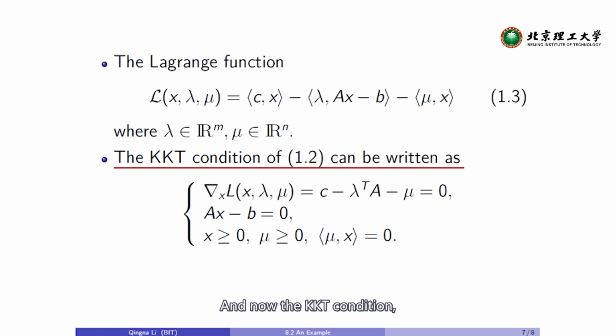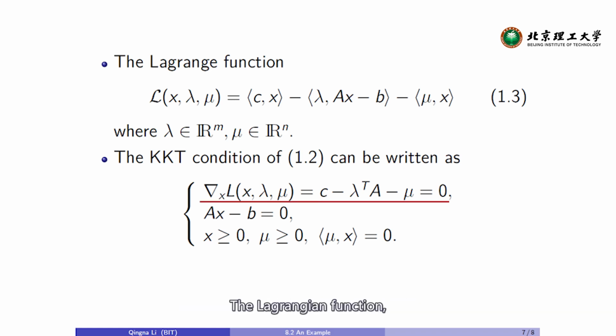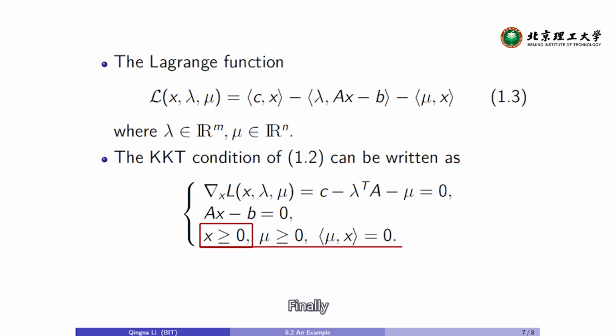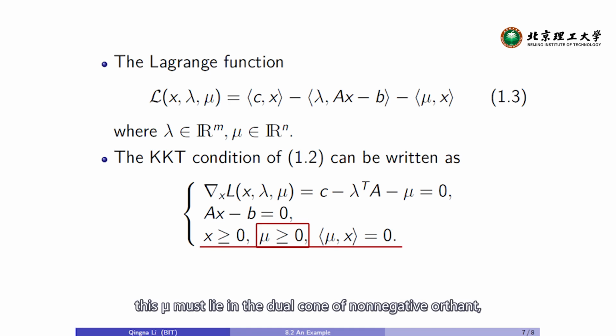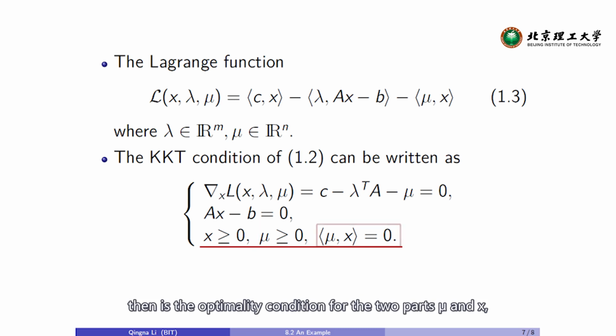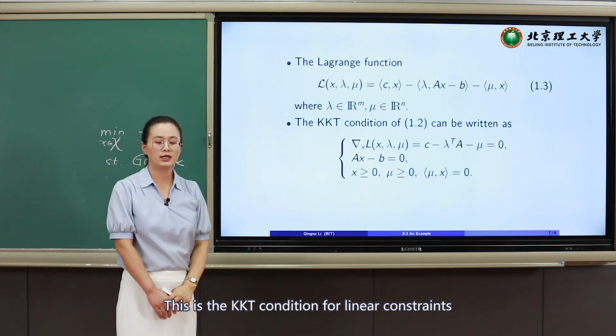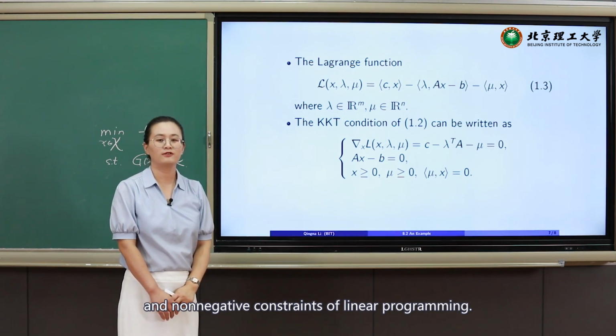For the KKT condition, we can use the abstract form, or we can use the form of Chapter 7. For each form, we reach the following conditions. Taking the gradient of the Lagrange function with respect to x reduces to the following equalities. Then the feasibility conditions: Ax equals b, and the non-negative constraint x greater than or equal to 0. Then the constraint that mu must lie in the dual cone of the non-negative orthant. Finally, the optimality condition for the two parts mu and x, which is the complementarity condition. So this is the KKT condition for linear programming with linear equality constraints and non-negative constraints.